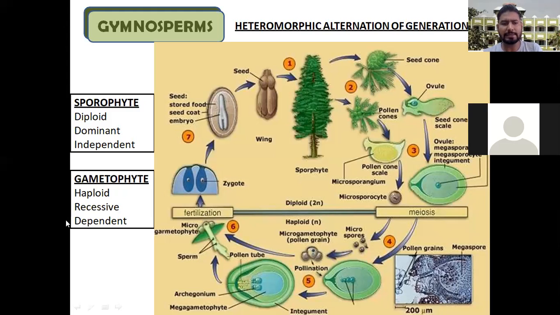Now you will see this figure. From this figure it is clear which stage is long: the 2n stage is long, while the haploid n stage is very short. So diploid is very long while haploid is too much short. In this way, this generally represents the heteromorphic alternation of generation.